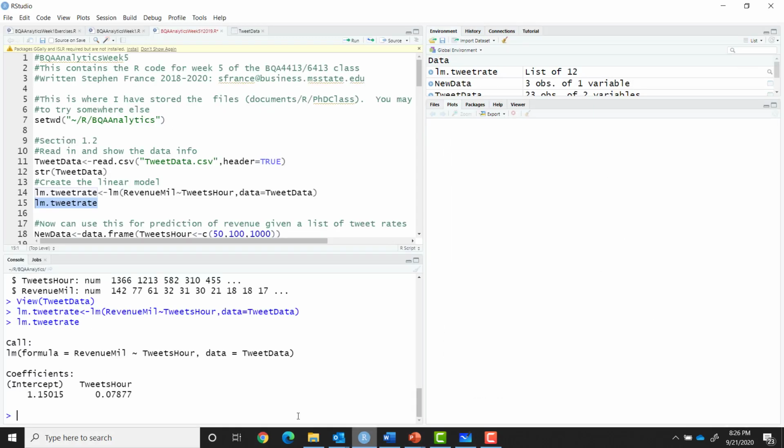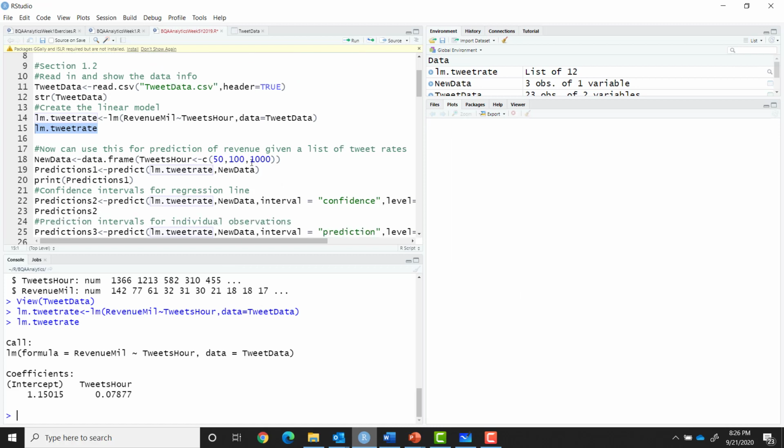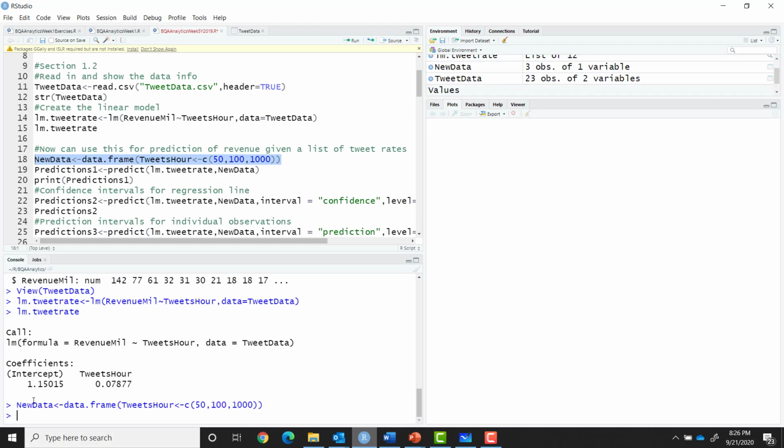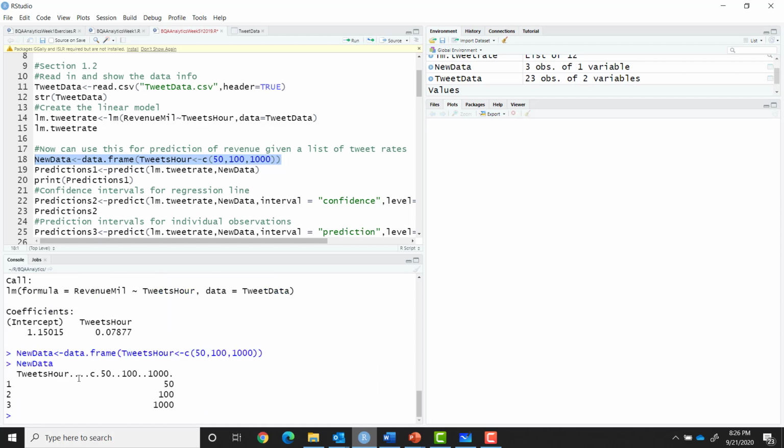Now we can do this in R as well. What I'm going to do is create a new data frame, and it's just going to have the X in. It's really important here that we have all three values in just one column. This is the tweet rates per hour.